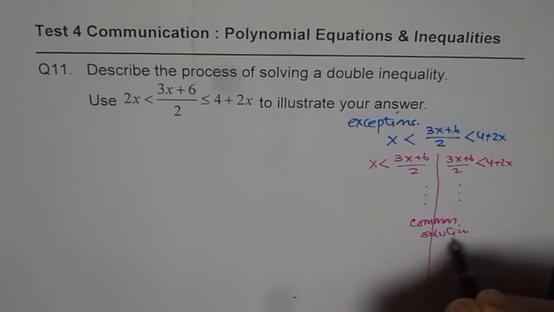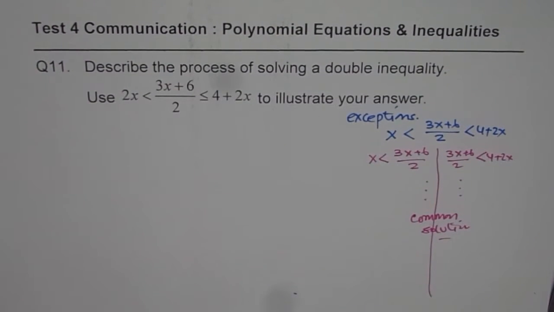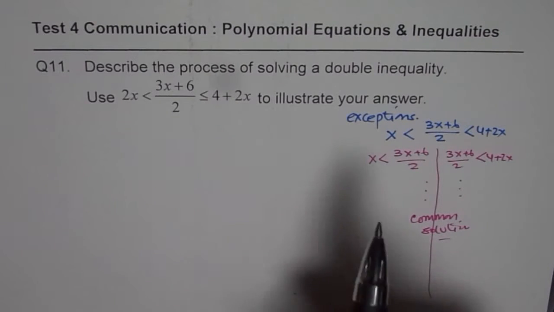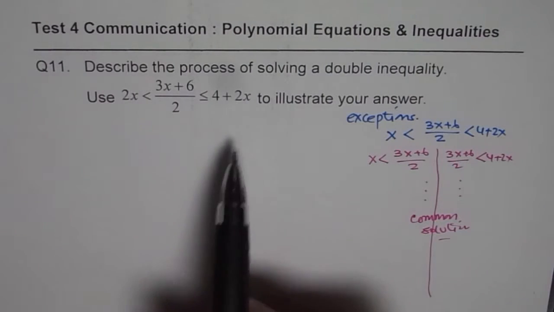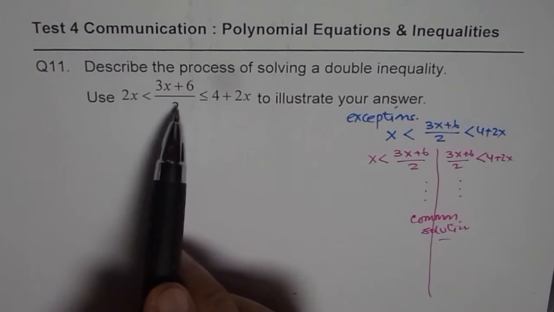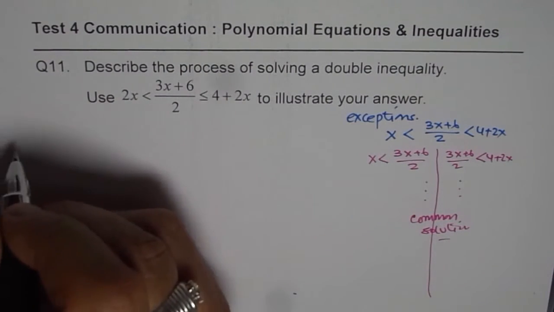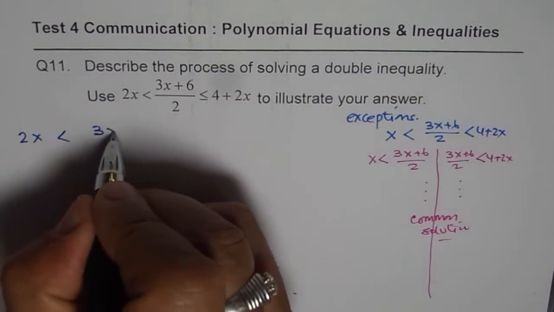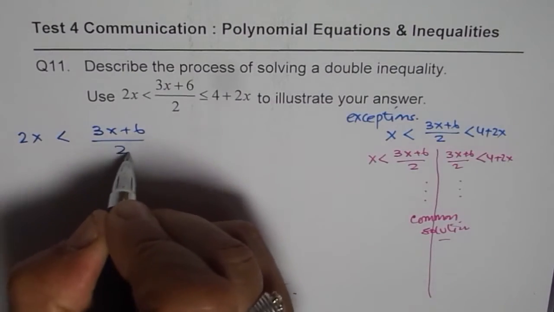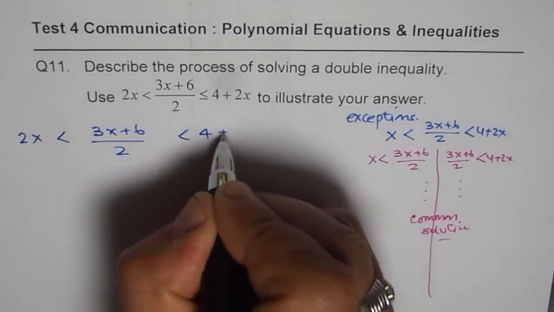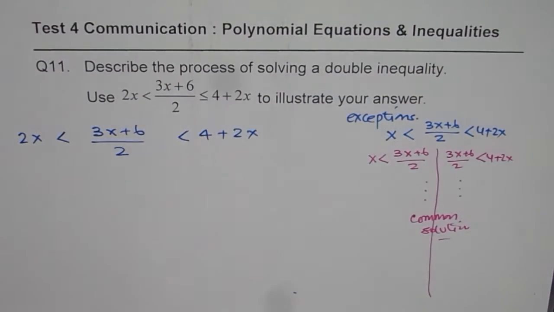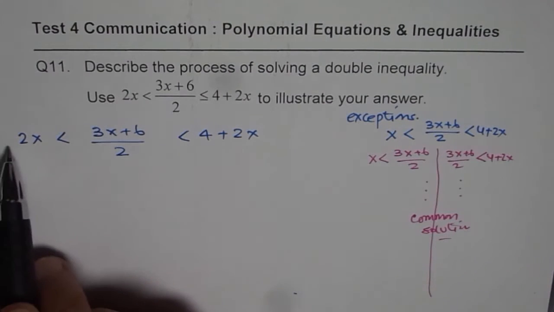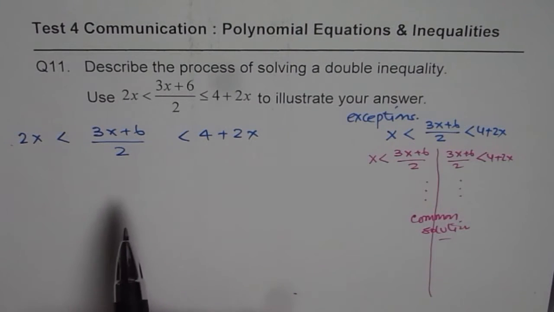Now this part is for my students to work on and see how to do it. But I'll explain what the question is really asking for. Here we have to use this inequality to illustrate, so let's begin solving it. We have 2x is less than (3x plus 6) over 2, which is less than 4 plus 2x. There are different ways of solving. One way is to get rid of fractions, multiply everything by 2 and then do the needful.